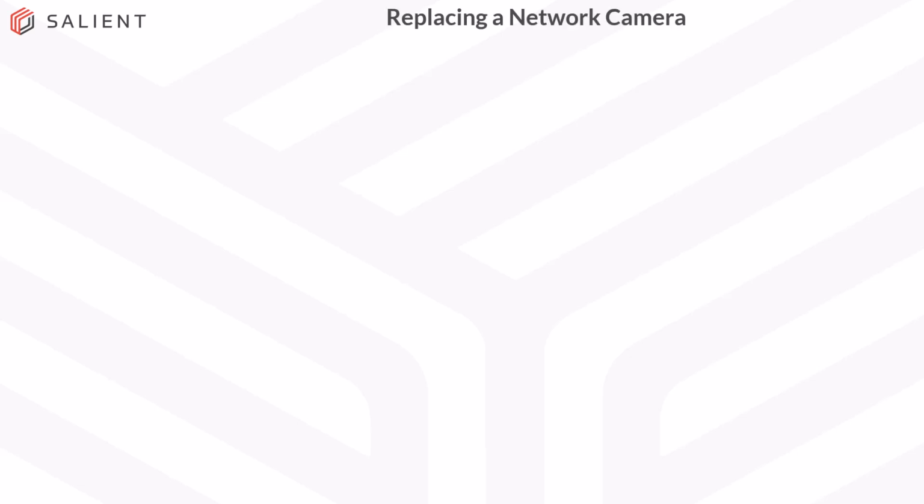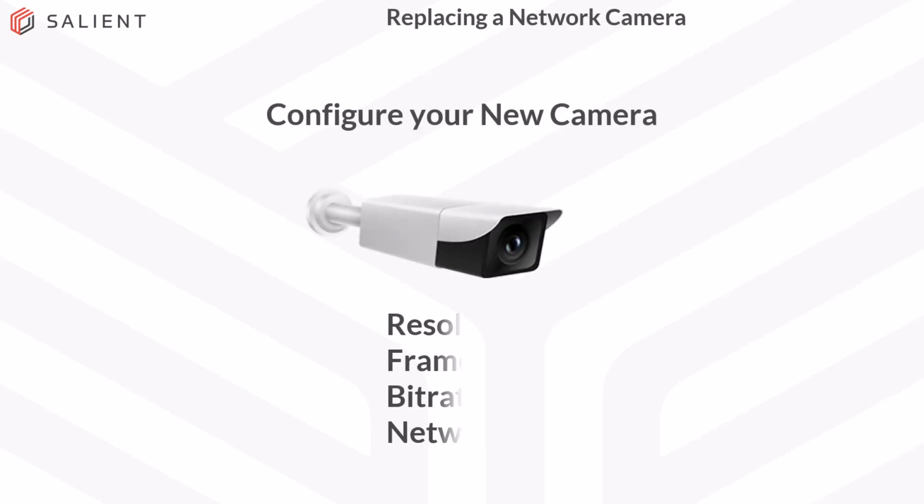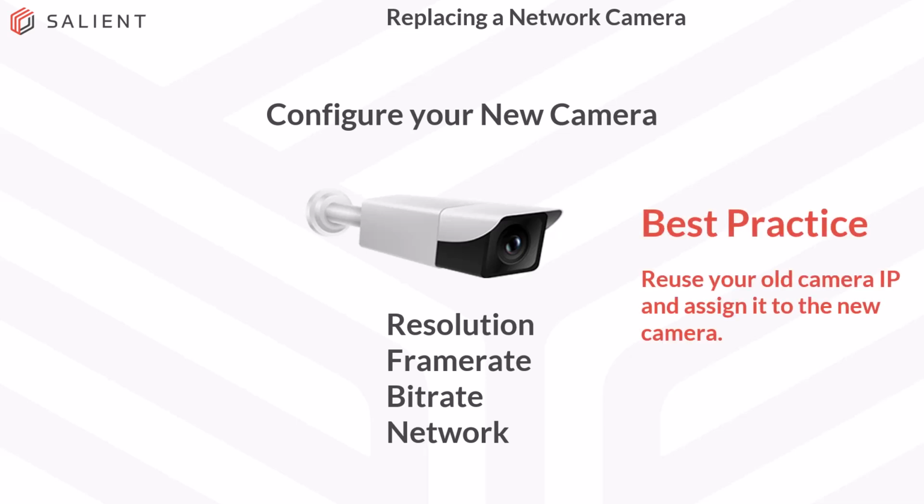To begin, you'll need to configure your new camera and set it up with the proper resolution, frame rate, bit rate, and any other settings that you may need like motion detection or alarms, just like any new camera. When it comes to the network settings, we recommend that you assign your new camera the same IP address that was used by the old camera. But if you prefer, you can assign a new or different IP.